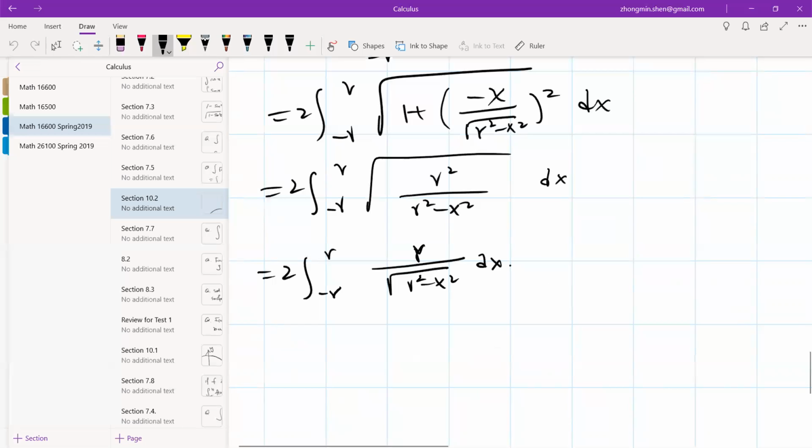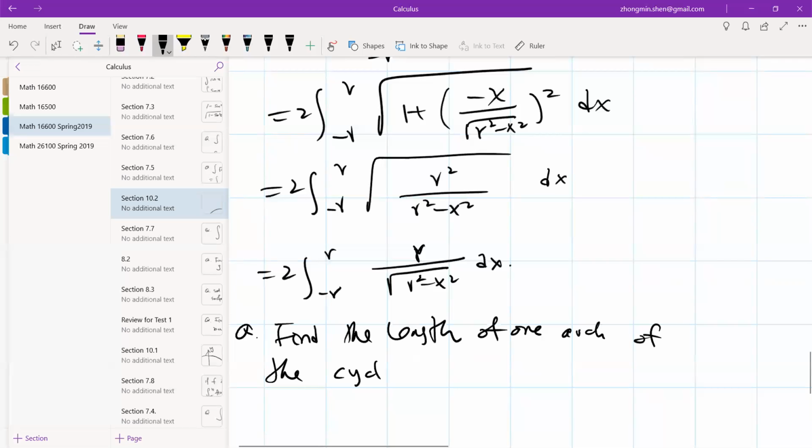Yeah, so let's try the next problem. Okay, this is an interesting problem. Find the length of one arch of the cycloid x equals r(theta minus sine theta), and y equals r(1 minus cosine theta).